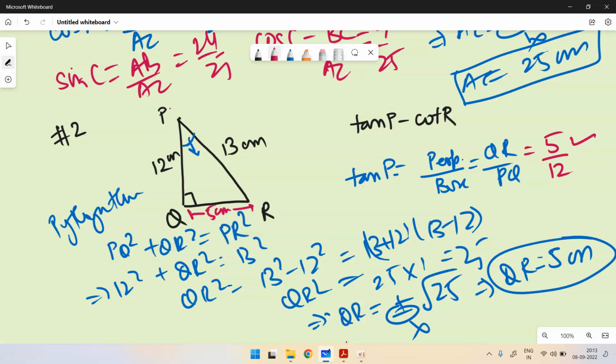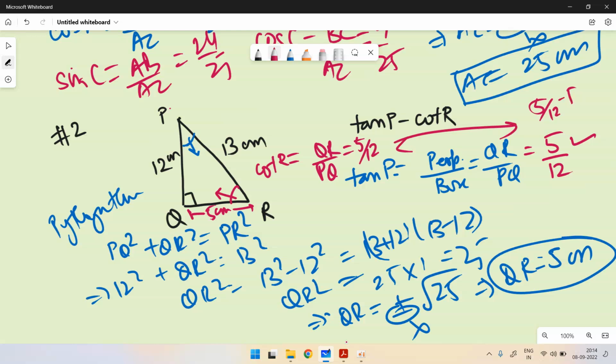Now what is cot R? From angle R, cot R is base by perpendicular. The base here will be PQ and the perpendicular QR, so cot R is PQ by QR, which is 5 by 12 as written. If you subtract the two, 5 by 12 minus 5 by 12 gives 0. So this will be 0.